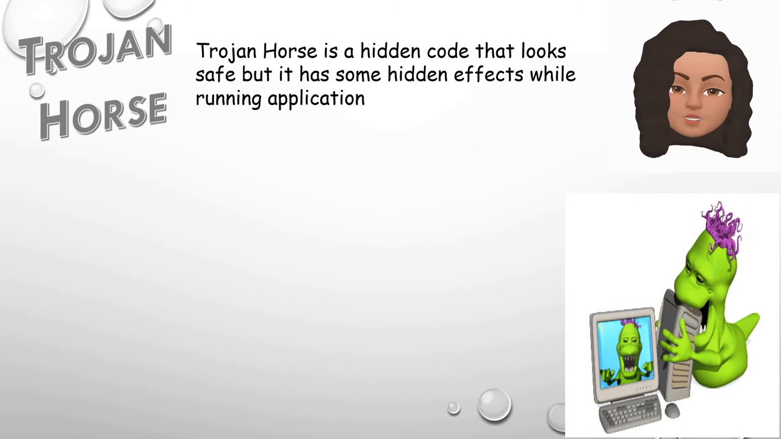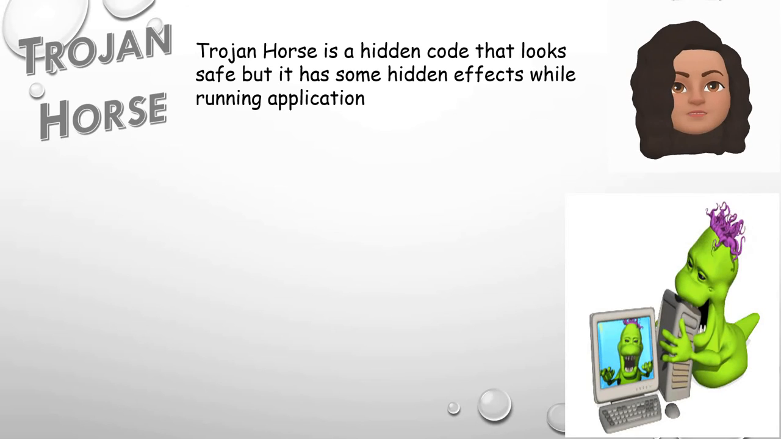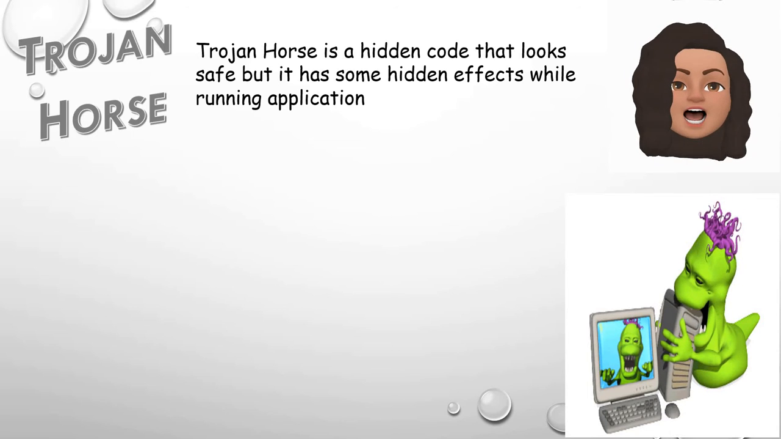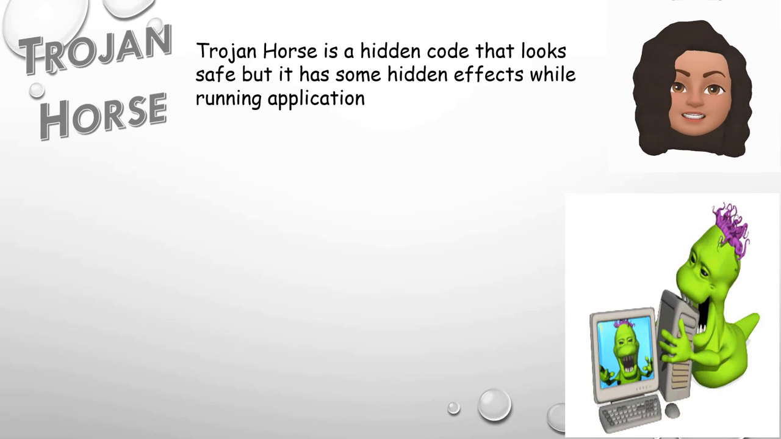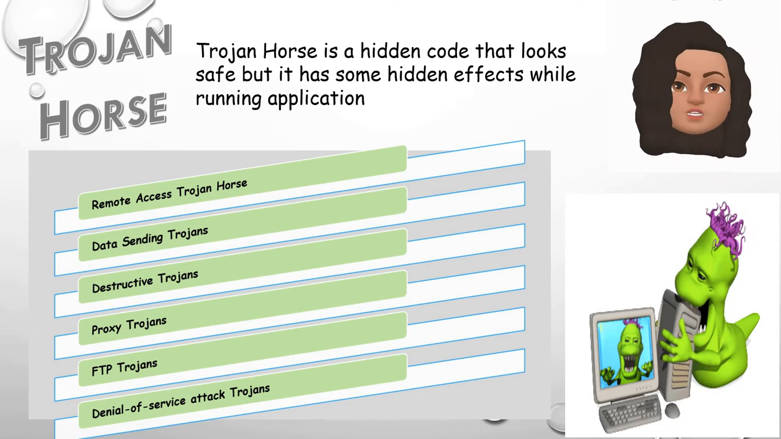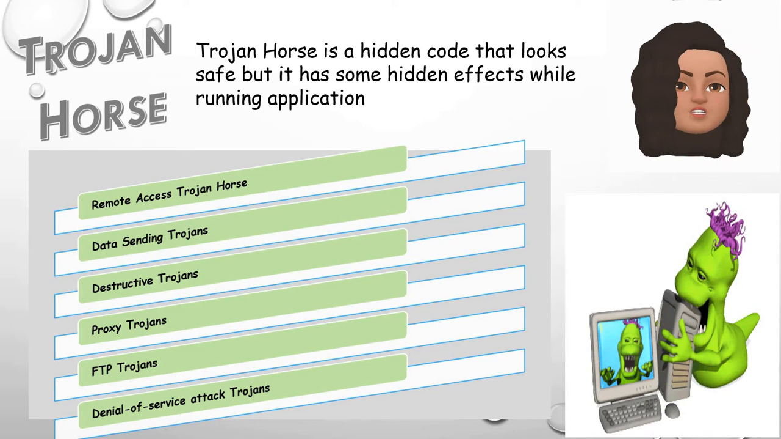Trojans are executable programs, which means when a user runs any application or the user plays a game, they work behind that application and it can damage the system completely. There are several types of Trojan horse: remote access Trojan horse, data sending Trojans, destructive Trojans, proxy Trojans, FTP Trojans, denial of service attack Trojans.